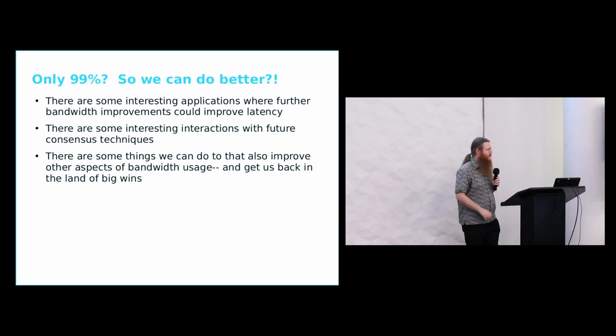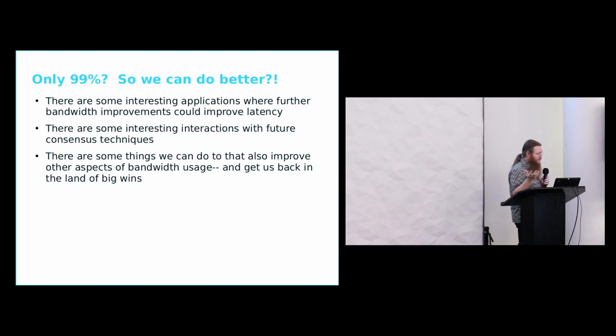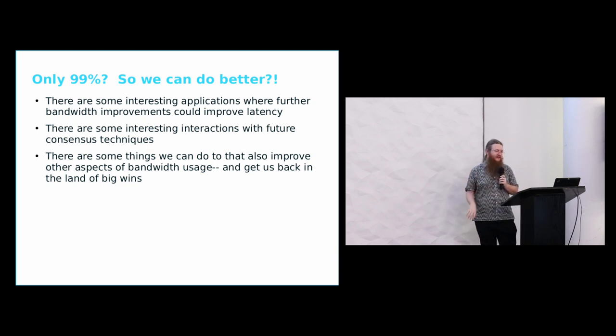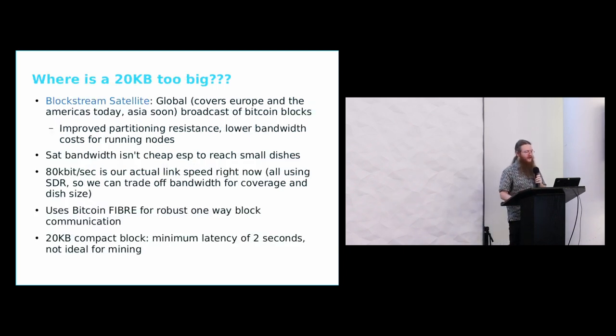So when is 20 kilobytes actually going to affect latency? When is that too big? One important use case to me is the Blockstream satellite. Right now Blockstream is broadcasting the Bitcoin blockchain globally, or at least Europe and the Americas at the moment, soon to cover Asia. The whole idea of this system is to improve the partitioning resistance of Bitcoin and lower the bandwidth cost for running nodes, because you can receive blocks over the satellite and then use your internet connection only sparingly to validate headers and to send out transactions.